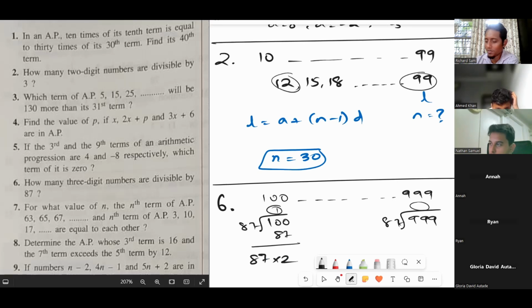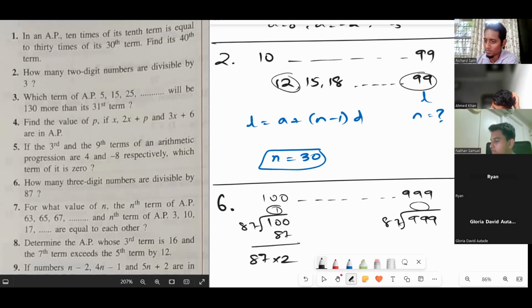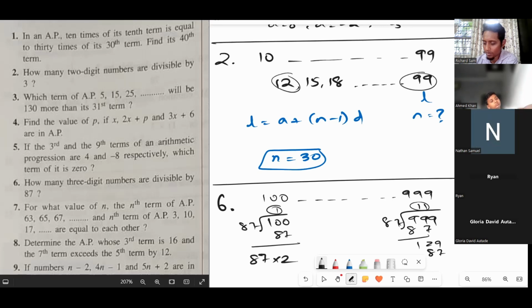So 87 into 2 will be the first term, because 87 into 1 is a 2-digit number. Now to get the last term, we do 999 divided by 87. Here 87 ones are 87, remainder is 12, bring down 9. Then 87 into 2 will be greater than this. So 87 into 1 is again 87, and then we're out of numbers. So what we've understood is 87 into 11 point something will be 999.